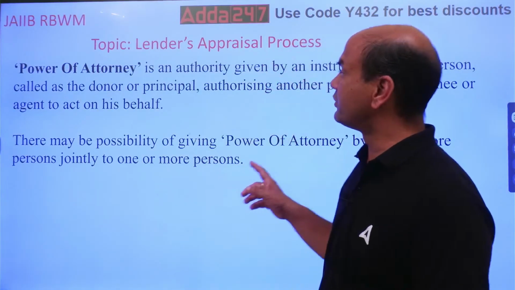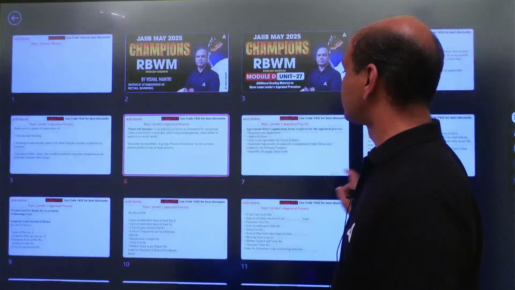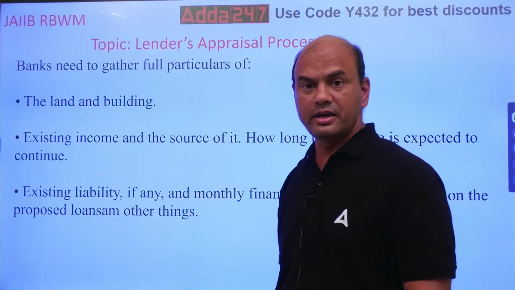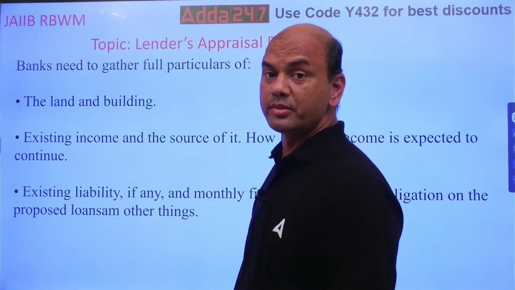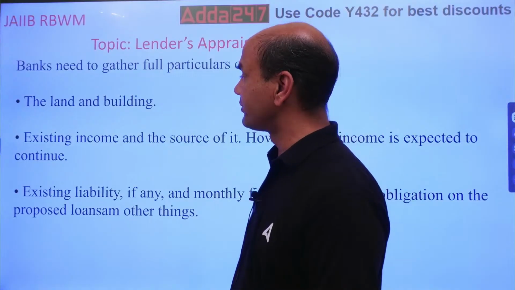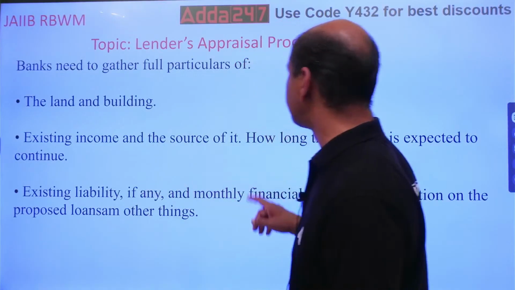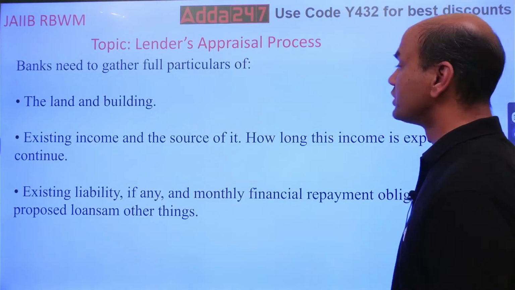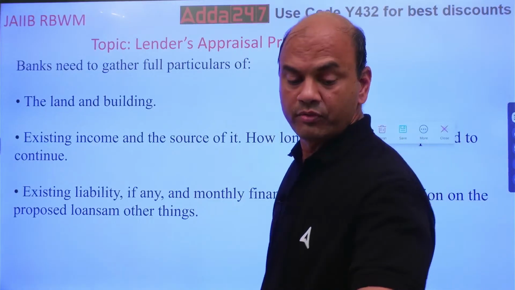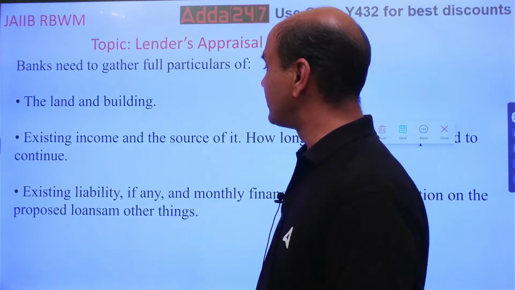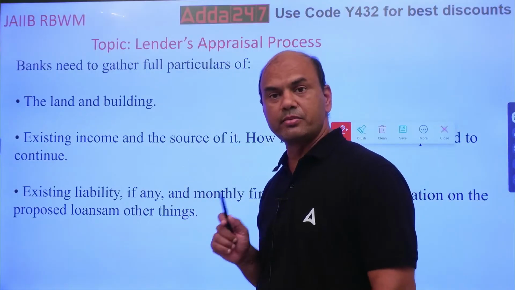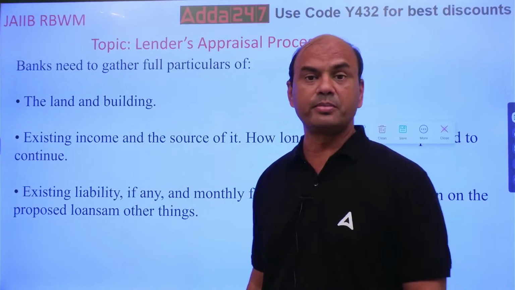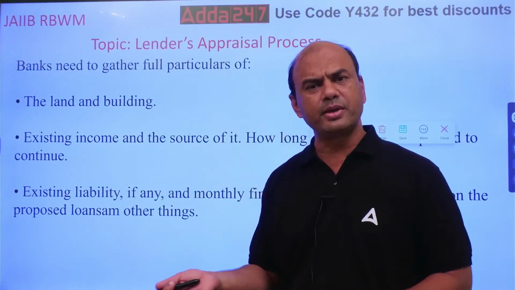So we have to gather the information of land and building, what this land is, what this property is. Then the existing income and the source of it. The source of income for that customer is also very important. Whether this customer will be able to repay a loan is a very important part. If the customer is not able to repay a loan, it will automatically become NPA.